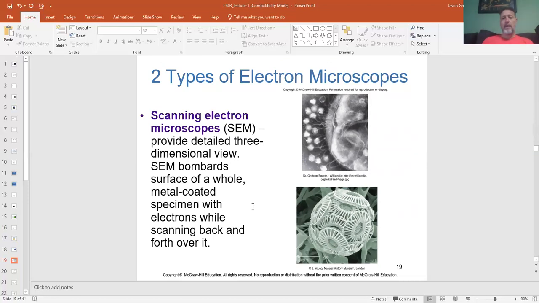A scanning electron microscope, on the other hand, the specimen is coated with a metal, and then you get great 3D images like this bottom one. Up here on this top one, this is the edge of an E. coli, and these are the viruses attached to the surface of the E. coli. You get great detail on these. Again, you can see really small objects. But the scanning electron is going to be a 3D image, and the transmission electron is going to be a 2D image.